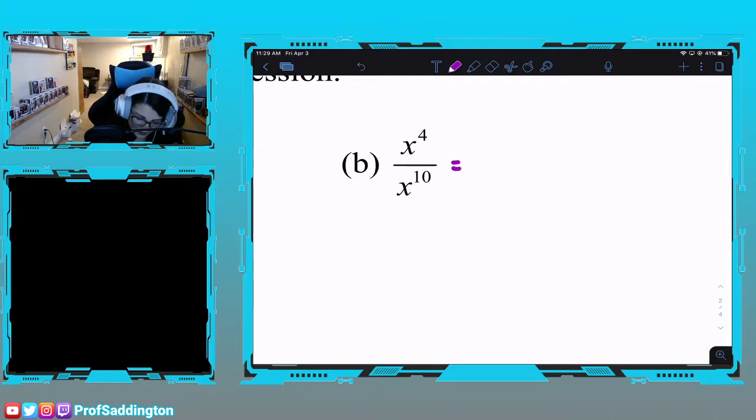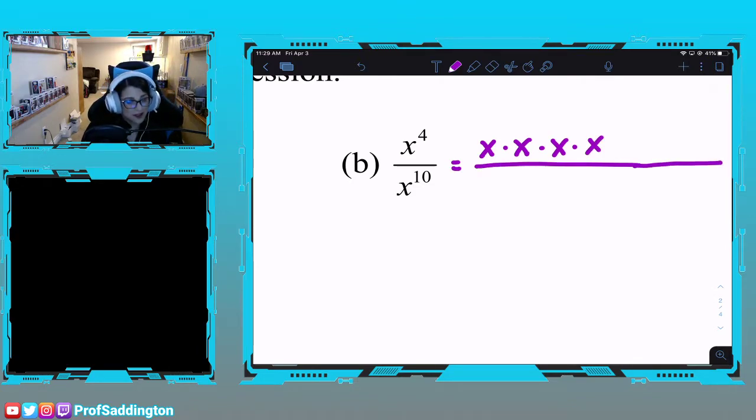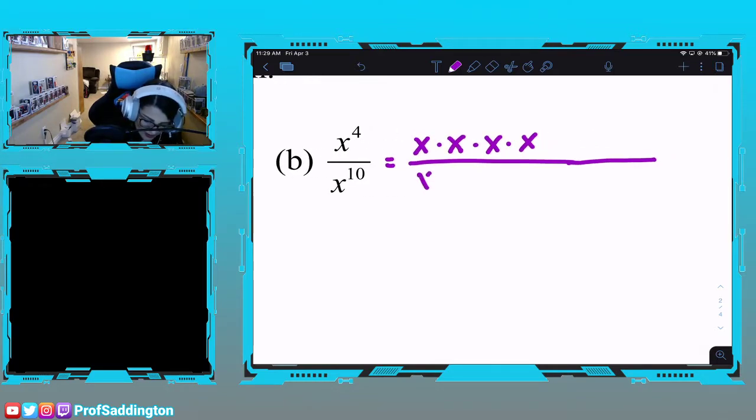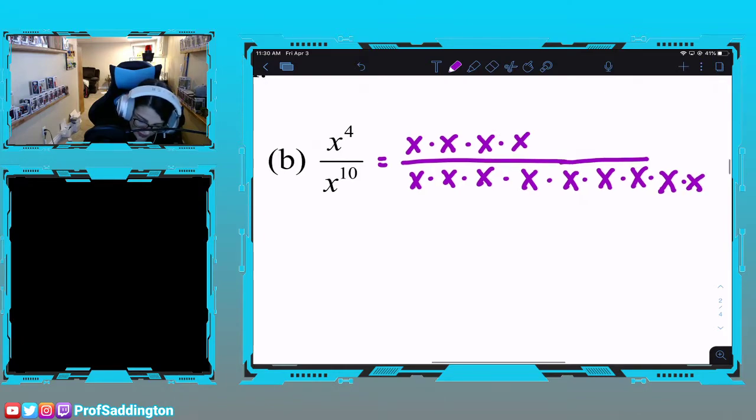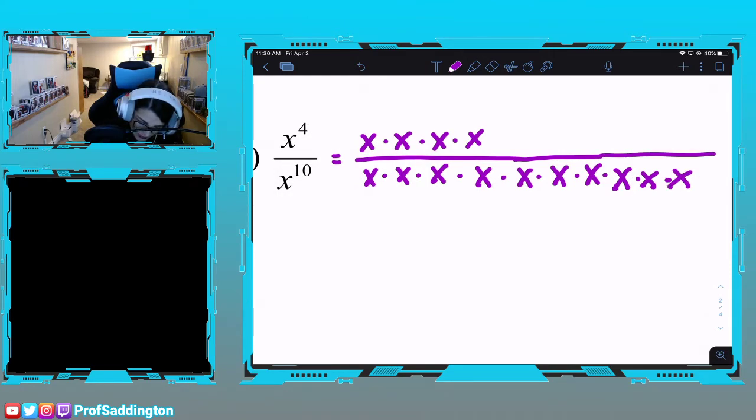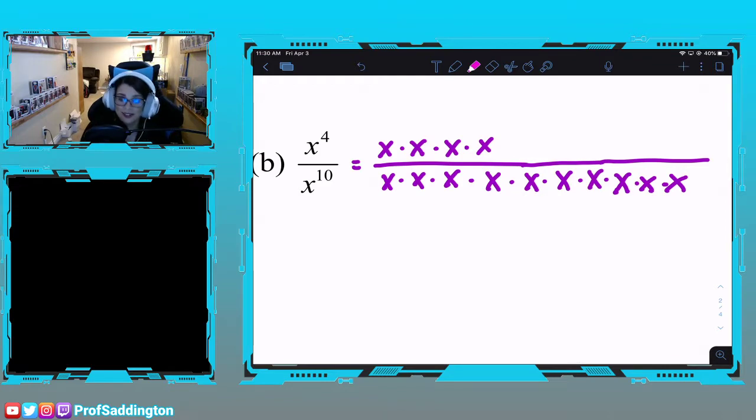I'm just going to expand it out. So I have 4 x's on the top. And I have 10 on the bottom. This is where sometimes the expanding method can be a little bit longer, but it will ensure you a correct answer. 1, 2, 3, 4, 5, 6, 7, 8. Oh, I lost count. 1, 2, 3, 4, 5, 6, 7, 8, 9, 10. Okay. So we've got it expanded out, and I'm going to simplify through.